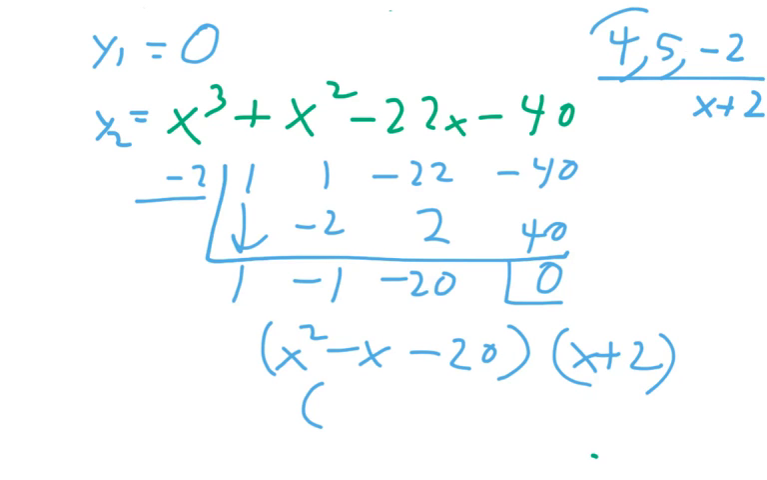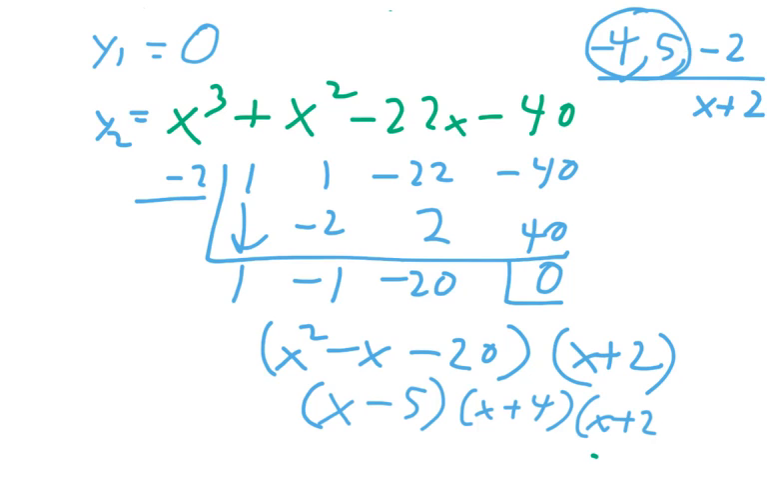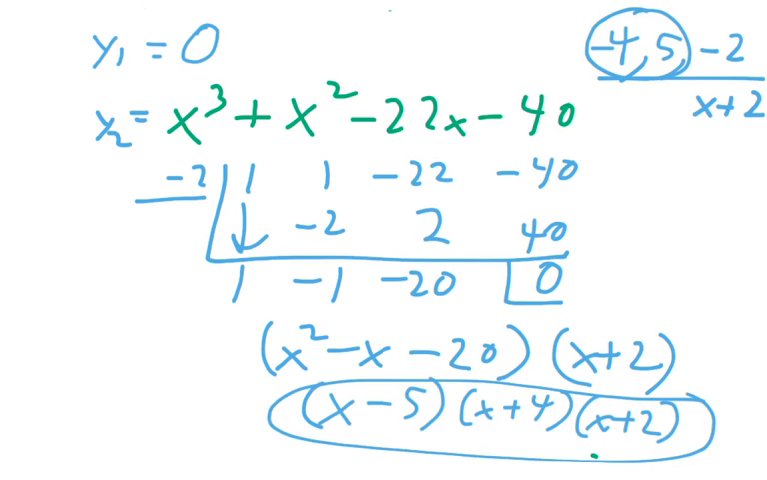And then because 4 and 5, actually that should probably not be 4 and 5, it's x minus 5 and x plus 4. This was actually supposed to be a negative 4. And we have our answer.